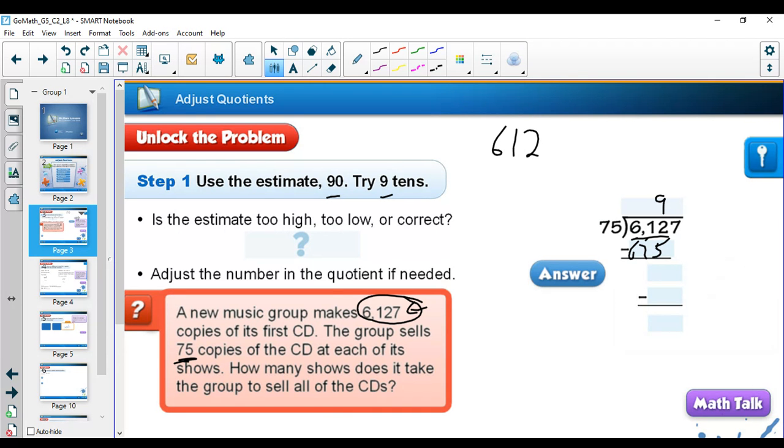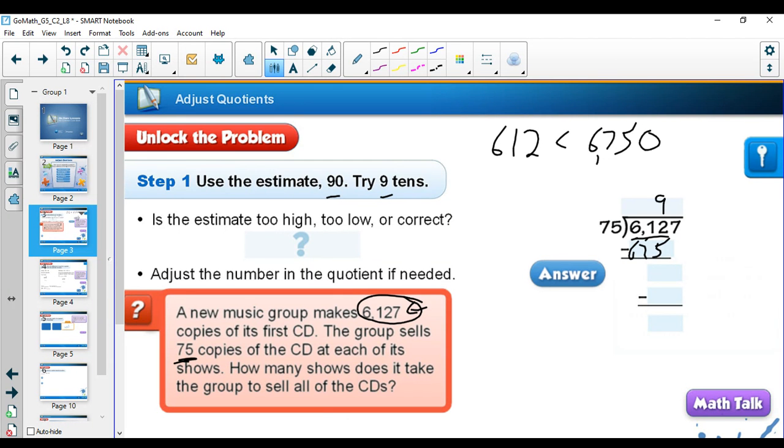Now, when I look at this and I know that I have this number, 612, right? I'm going to compare that to 675. And 675 is greater than 612. So 9 is too large, right? I can't make 90 groups out of 75 if I only have 6,127. I would need at least 6,750.